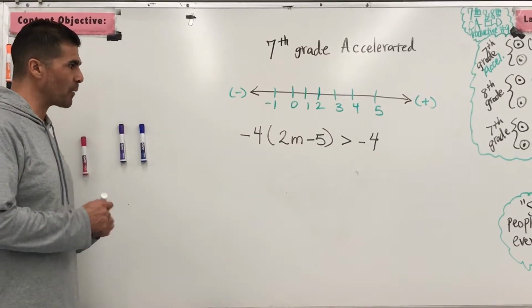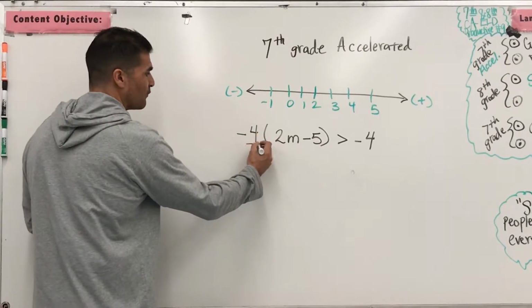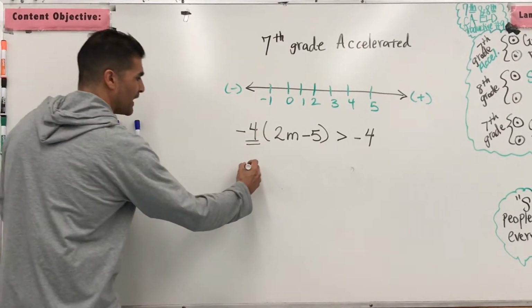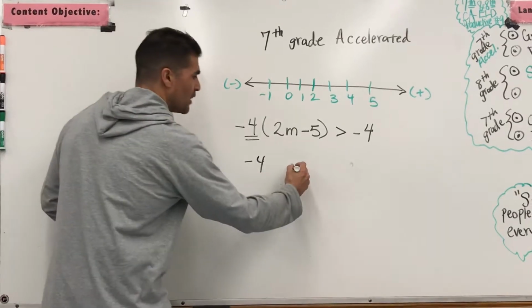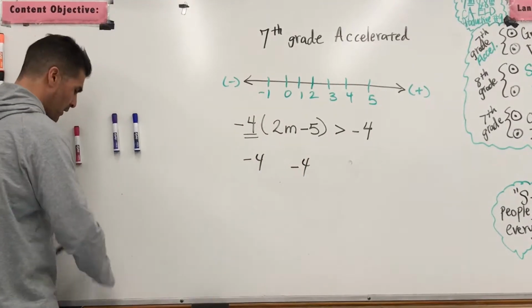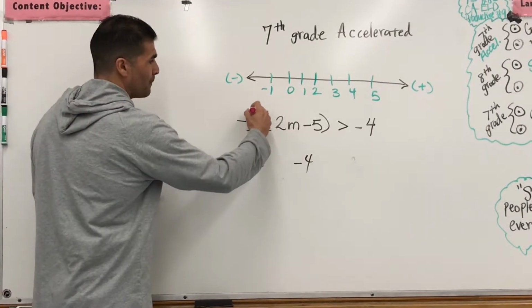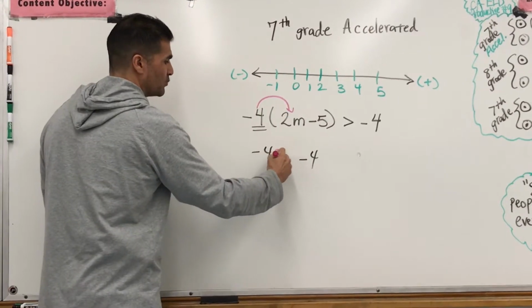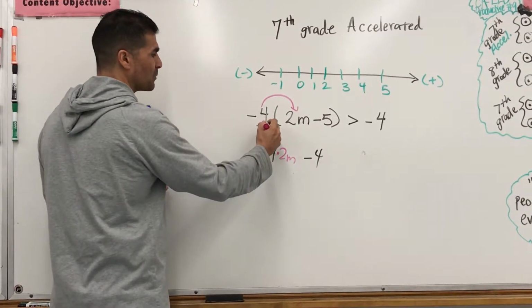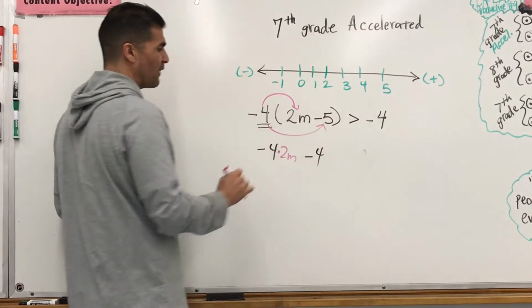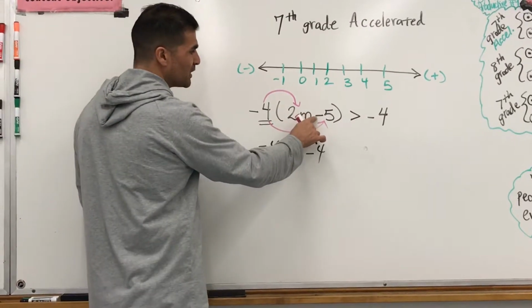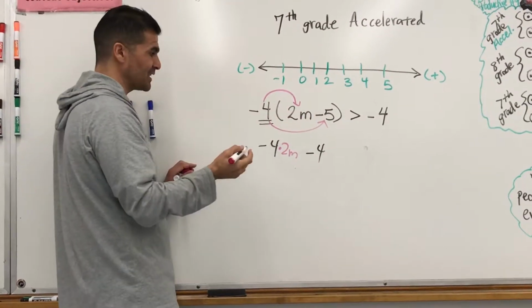And in the distributive property, we had to take our -4 and multiply it two times. We had to multiply -4 by 2m, so we're going to multiply it right there by 2m. And we had to multiply -4 by that 5. So you treat this minus sign here like it's a negative.